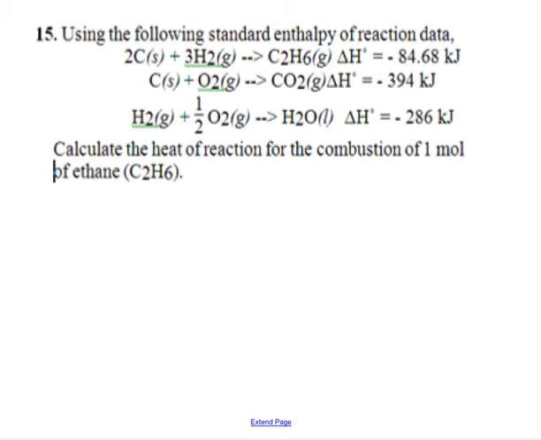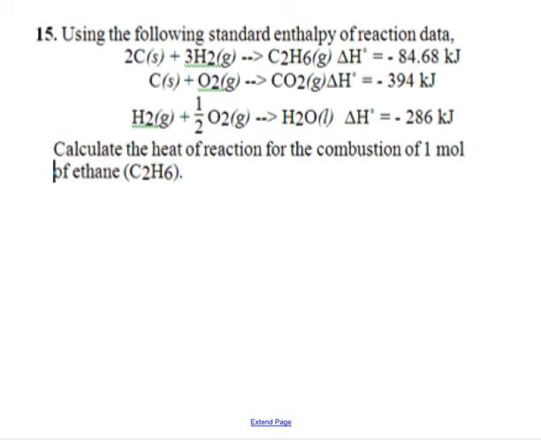What do I need to do? What don't I have this time that I had in the last problem? The what, Hannah? Right. But what did I call it in the last one? The goal. Do I have the thing I'm trying to find the delta H of given to me? No. So because I don't have it, I have to write it.